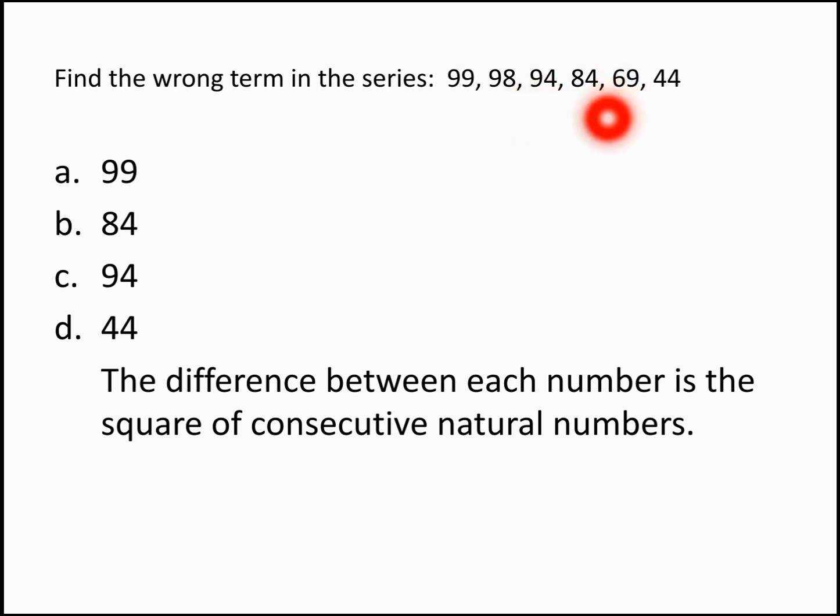94 minus 84 is 10. But had it been 9, then that should have been 3 square, right? So the wrong term in the series is 84, which should have actually been 85. Thus making the logic go correct.